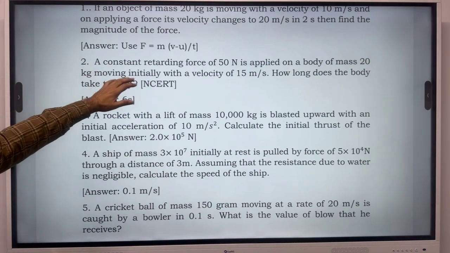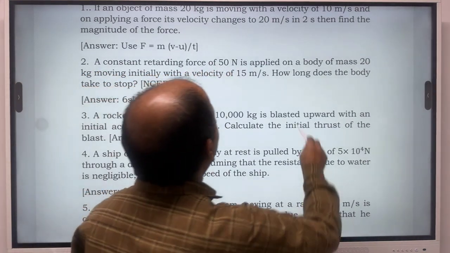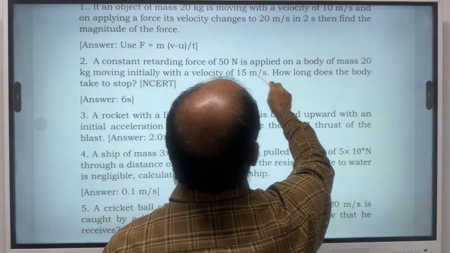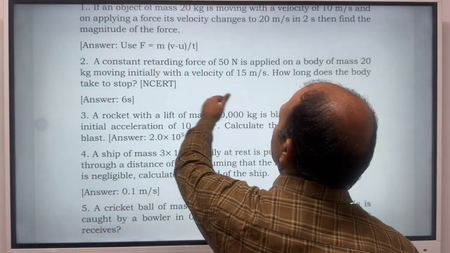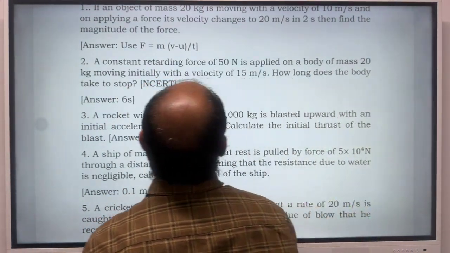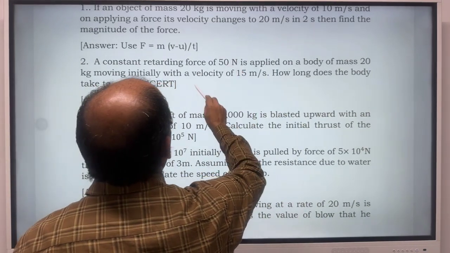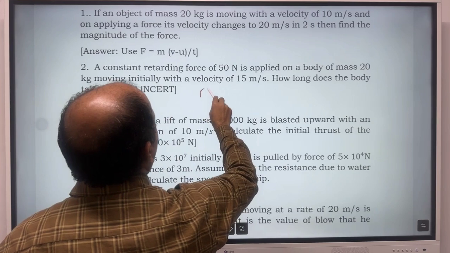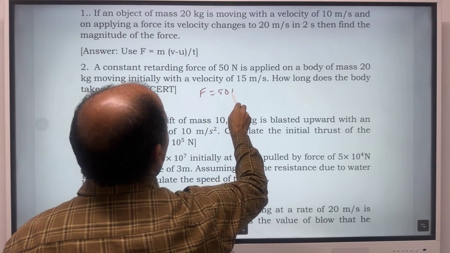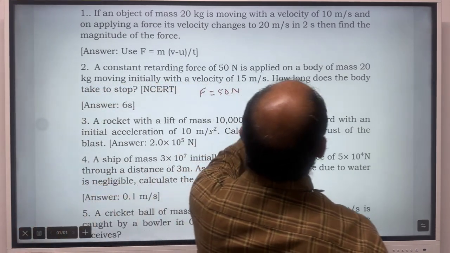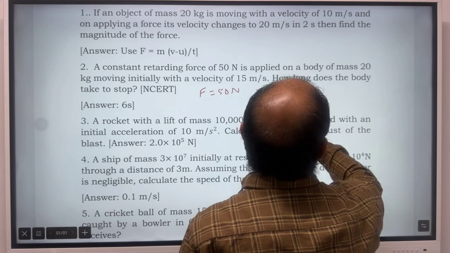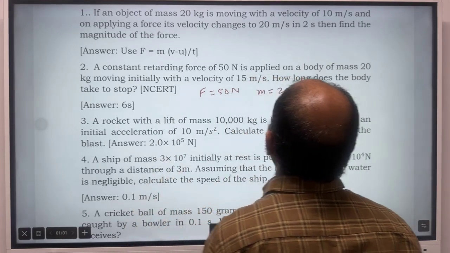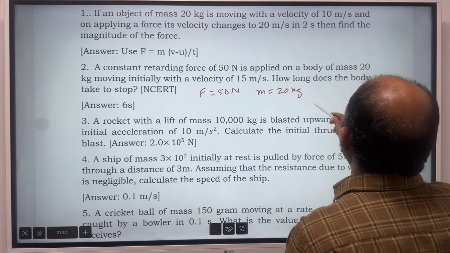Next question is, a constant retarding force of 50 Newton is applied on a body of mass 20 kg moving initially with a velocity of 15 meter per second. How long does the body take to stop? Here you have to find out the time. So F is given as 50 Newton and the mass of the body is given as 20 kg. So first of all, let's find out what is the retardation. And after that, we will see what happens.